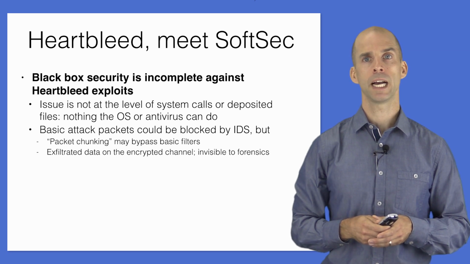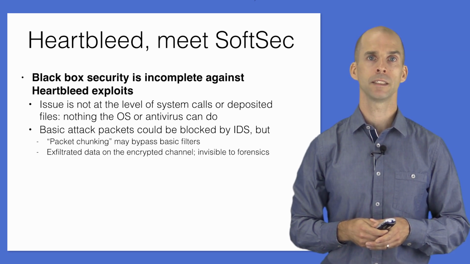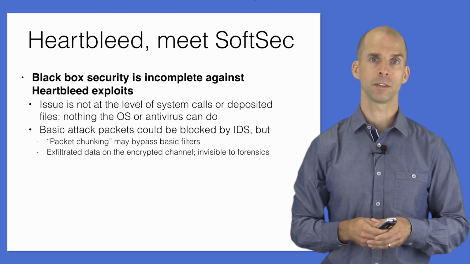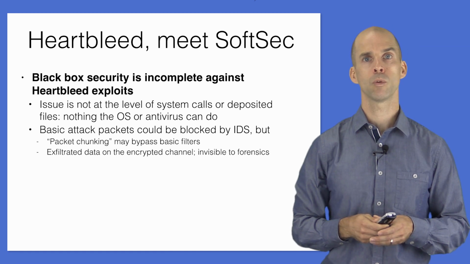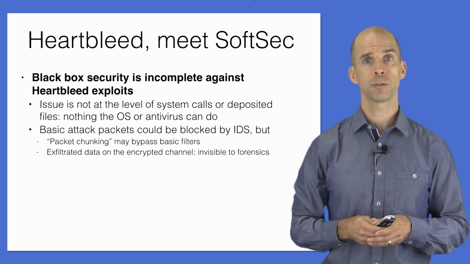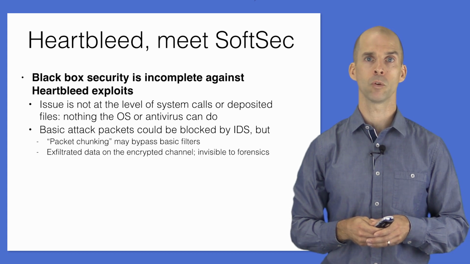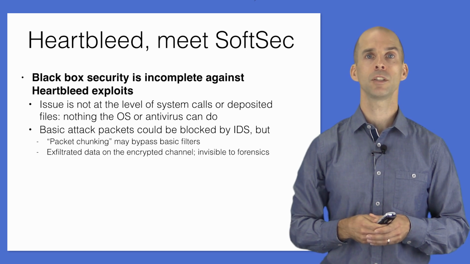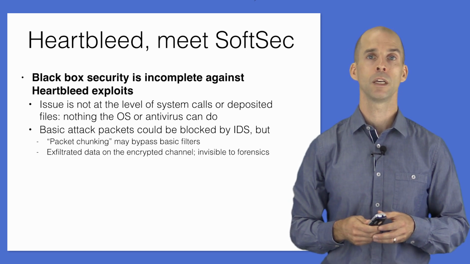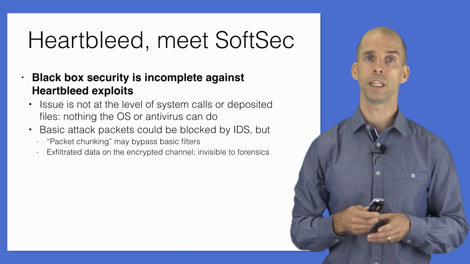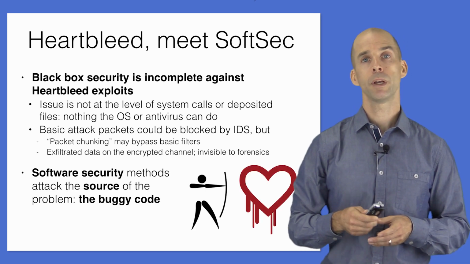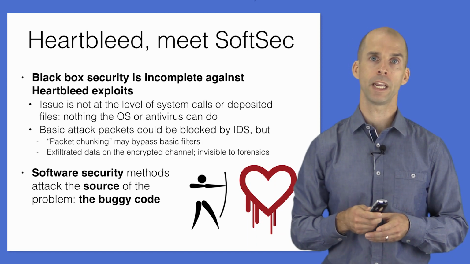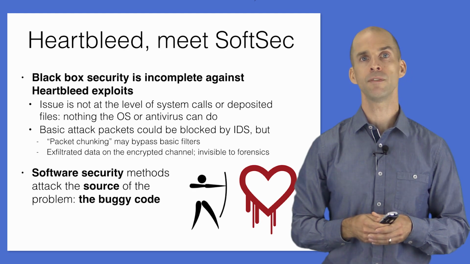Basic packet filters used by IDSs can look for signs of exploit packets. The FBI issued signatures for the Snort IDS soon after Heartbleed was announced. These signatures should work against basic exploits, but exploits may be able to apply variations in packet format, such as chunking, to bypass the signatures. In any case, the ramifications of a successful attack are not easily determined because any exfiltrated data will go back on the encrypted channel. Now, compared to these, software security methods would aim to go straight to the source of the problem by preventing or more completely mitigating the defect in the software.